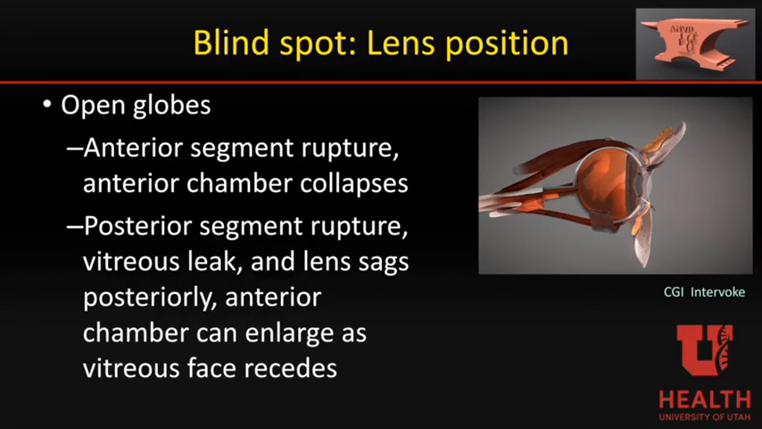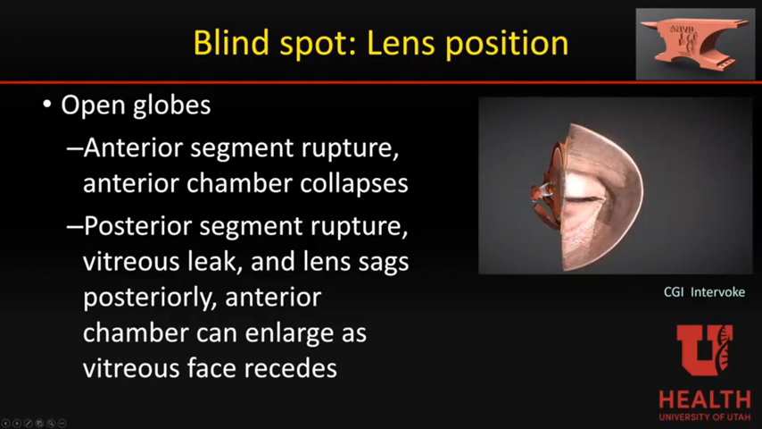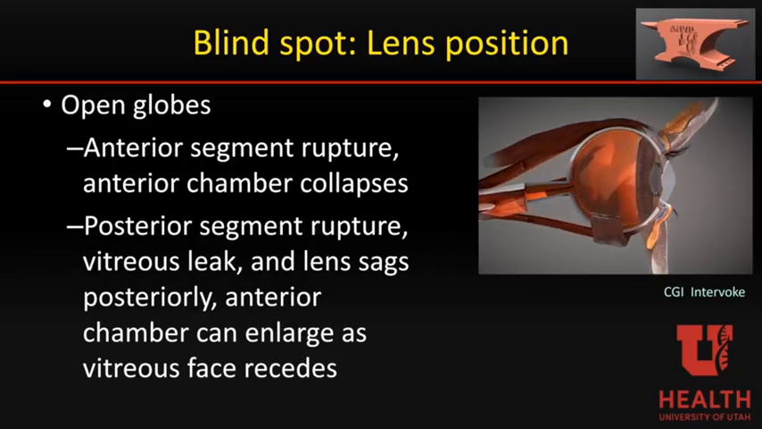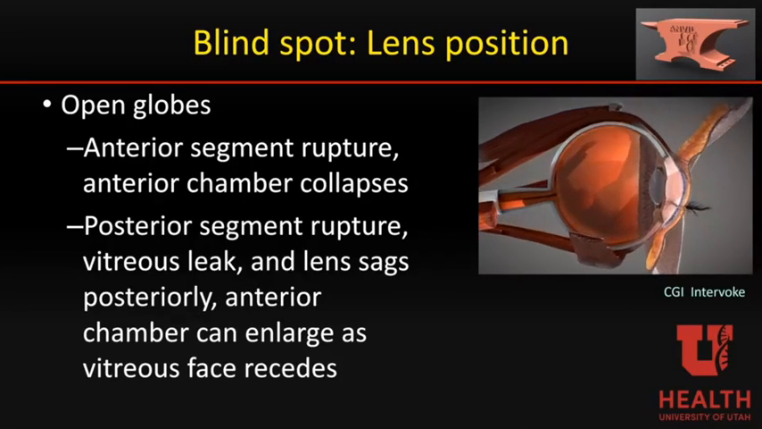To further illustrate the importance of lens position in ocular injury, consider anterior segment rupture. The anterior chamber collapses, while in a posterior segment open globe injury, there's vitreous leak and the lens sags and subsides posteriorly, but the anterior chamber can enlarge as the vitreous face recedes. So it's critically important to consider the change in position of the affected lens as the marker of trauma.